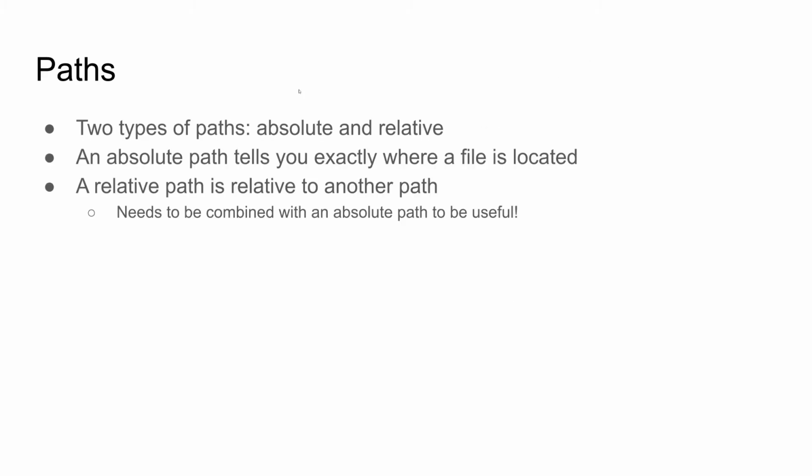And so the next thing to talk about is a path. There are two types of paths, absolute paths and relative paths. An absolute path tells you exactly where a file is located in that sort of hierarchy, and a relative path is a path that's relative to a different path. So if you want to find exactly where something is with a relative path, you have to combine it with an absolute path.